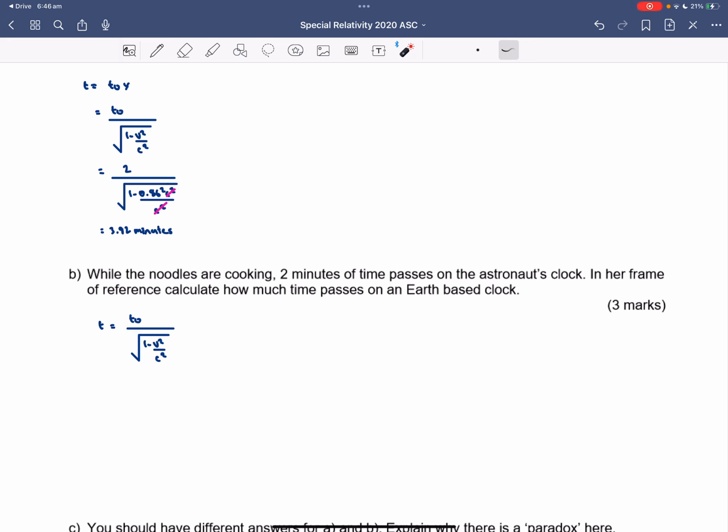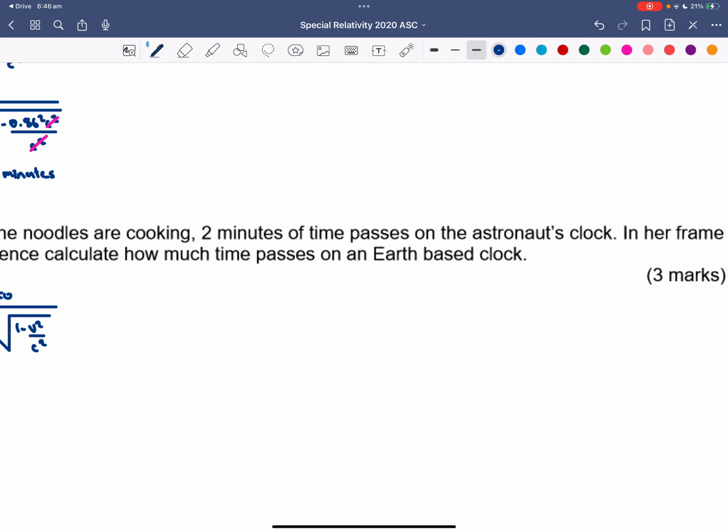Yes, the astronaut will observe dilated time passing on an Earth-based clock. But what does dilated mean? Dilated means slow motion. So when she looks at her own clock, it goes tick, tick, tick, tick. But when the astronaut looks at the Earth-based clock, it's going tick, tick, tick. So time is passing very slowly on it.